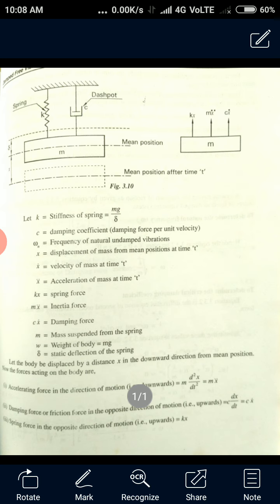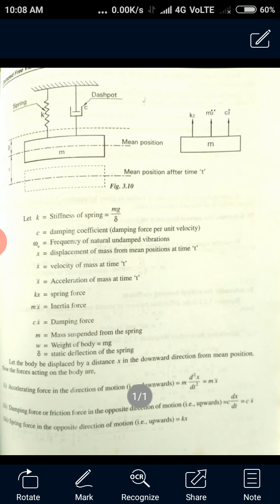Next, c is the damping coefficient. So we have a damper, denoted by c. It is also called a dashpot. c is the damping coefficient, that is, damping force per unit velocity. So the damper is denoted by small letter c.